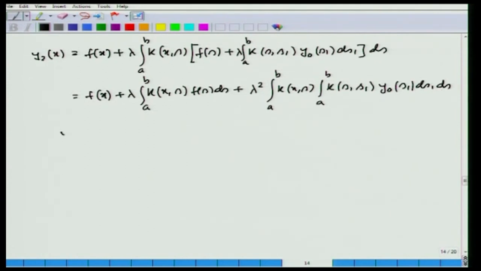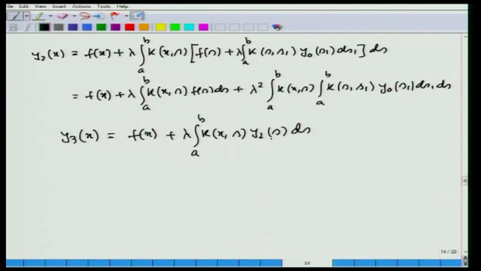Next, we are going to substitute this expression in the third iterate y3(x) equal to f(x) plus lambda integral from a to b k(x,s) y2(s) ds. So, we need the expression for y2(s), and already we have the expression for y2(x). Now, in order to write down the expression for y2(s), we can use this change of variable in 4, if we call this expression 4, that is x goes to s, s goes to s1 and s1 goes to s2.